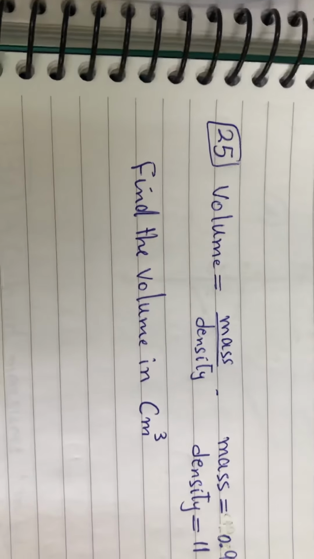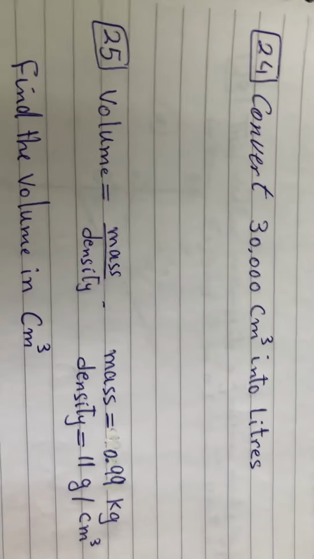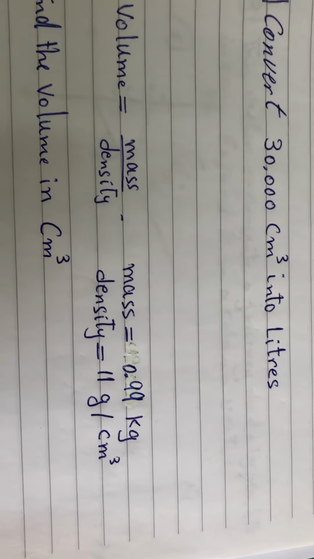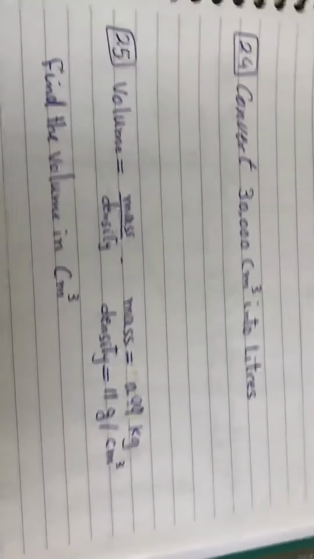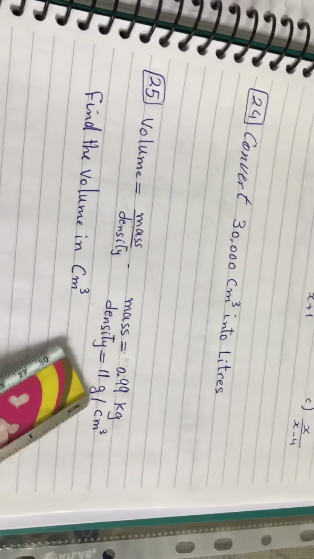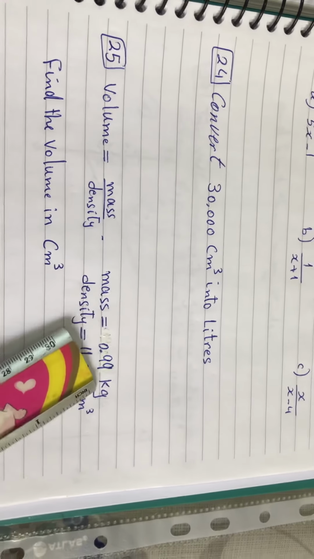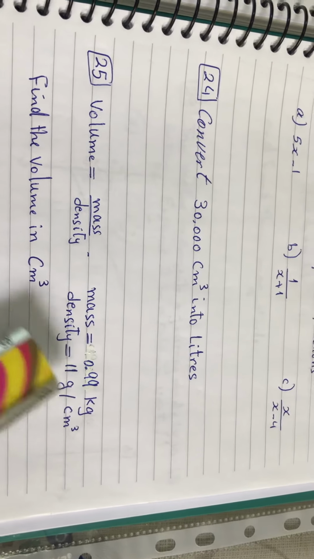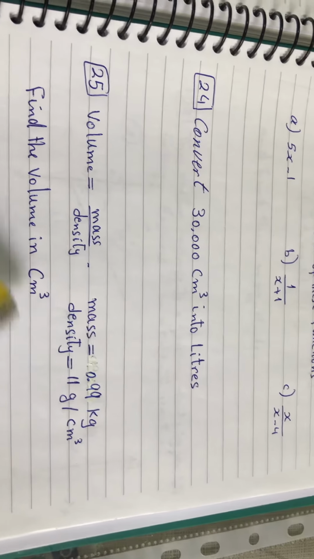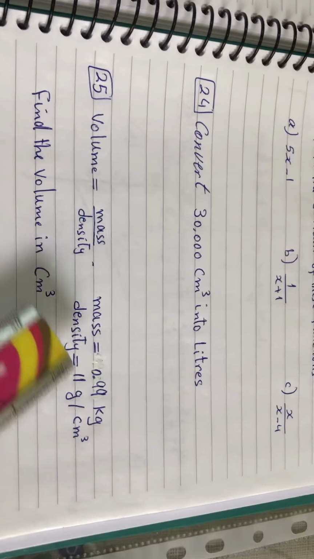Volume equals mass over density. I give you the rule: volume equals mass over density. Mass equals 0.99 kilogram and the density equals 11 gram per cubic centimeter. Take care: here the mass is in kilogram, but here the volume is in cubic centimeters. So the volume in cubic centimeter equals what?